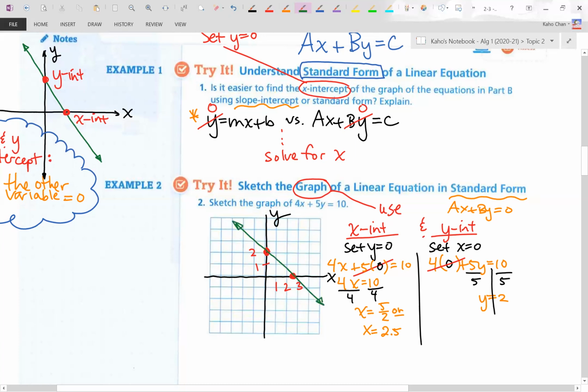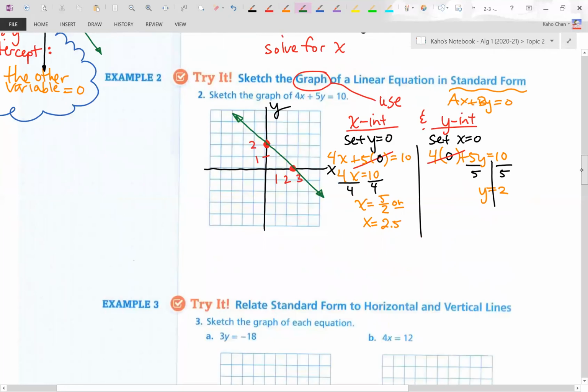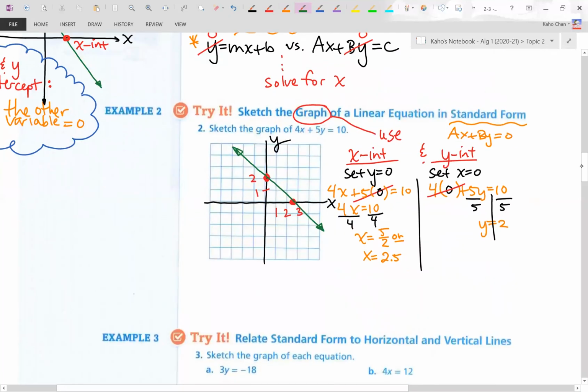We didn't have to worry about slope. We didn't have to worry about isolating y. This is just another method of graphing something that's linear, but it's in standard form. This is a cool technique. Any questions by example 2?